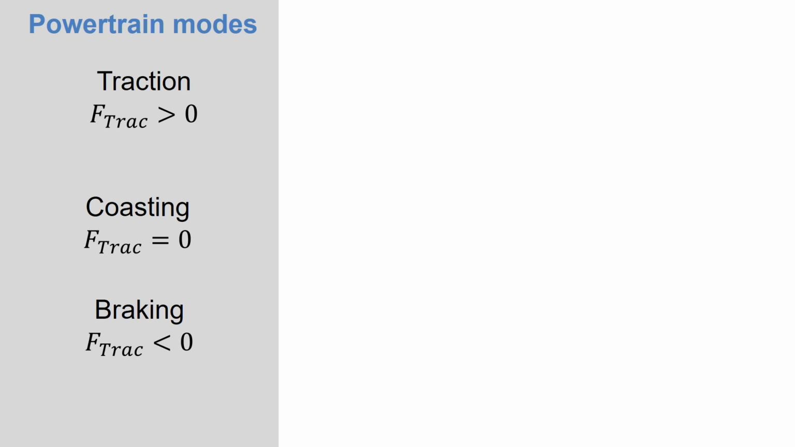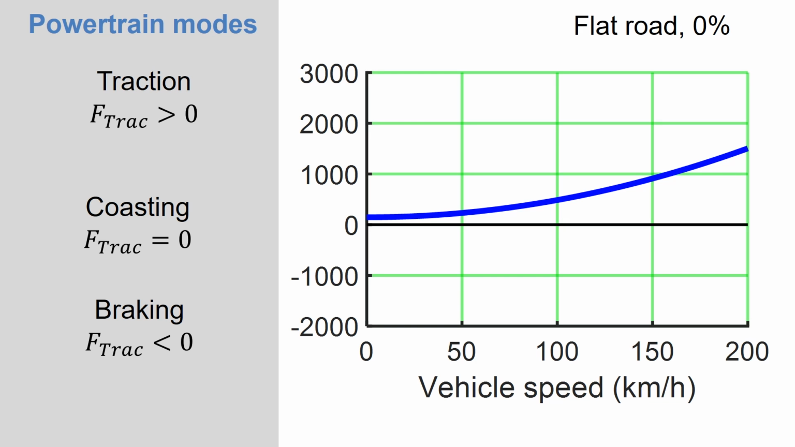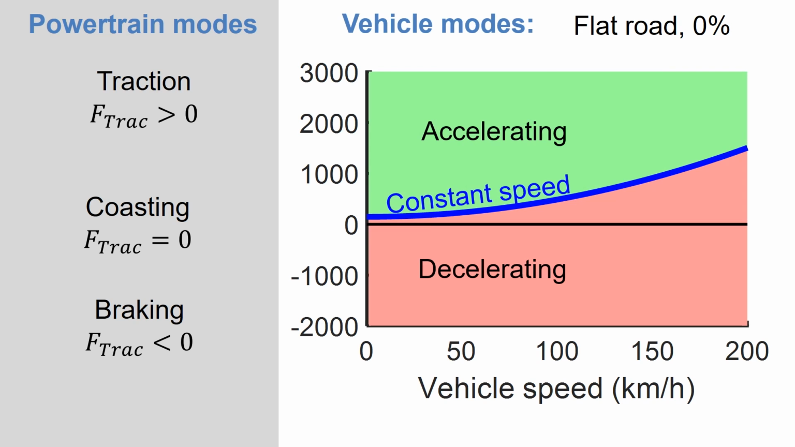This is easiest seen if we use the running resistance diagram again. Here the running resistance curve is plotted for a flat road. Since we have derived when the vehicle accelerates or decelerates, we can plot that in different colors in the diagram. Braking mode is when the traction force is negative. In this case, we can see that on the flat road, braking mode always leads to decelerations, since in all speeds and for all negative values of traction force, the vehicle decelerates.